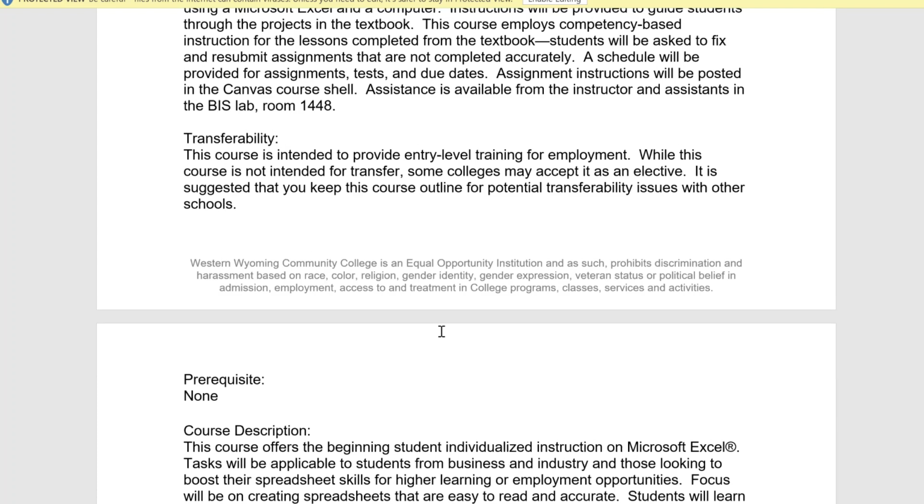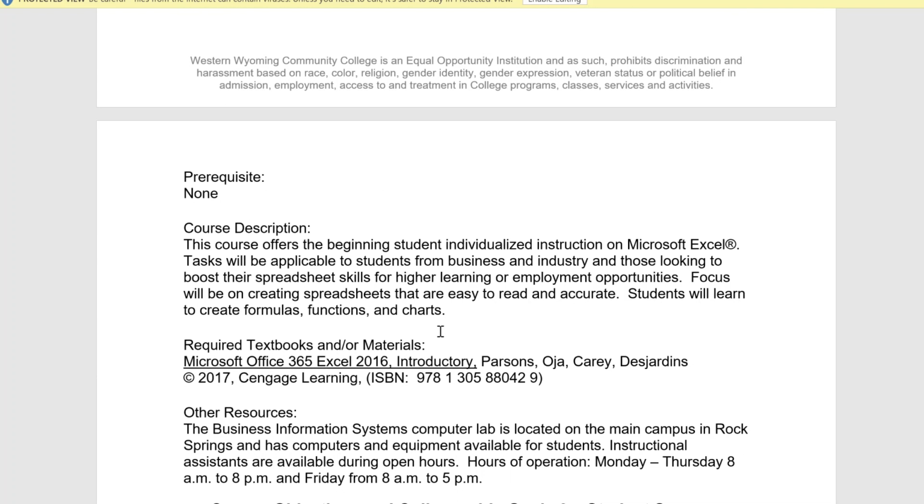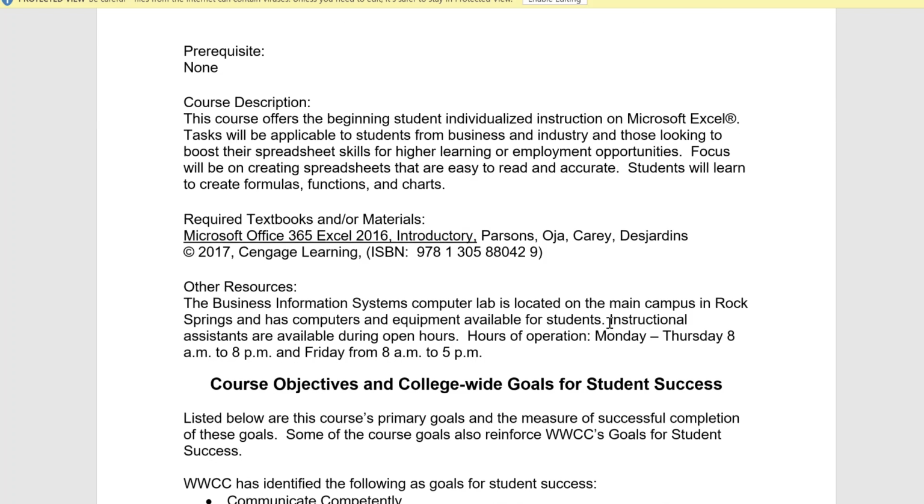There are no prerequisites for this course. However, I hope you can type. You're going to be doing a lot of that. Next is the course description, which you probably took a look at before you signed up for the class, but we will focus on creating spreadsheets that are easy to read and accurate.